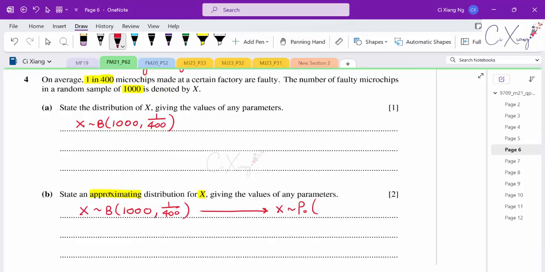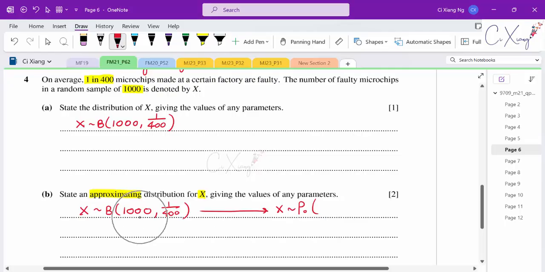So how can I get the lambda in Poisson? The lambda, the parameter in Poisson, is basically the mean. So how can I get the mean from binomial? To get the mean from binomial, it will be n times p. So I take 1000 multiplied by 1 over 400 and I get the mean, which is 2.5. From here you should know that binomial can be changed into Poisson distribution. To get the lambda or the mean, you can just take n times p, because from the formula of binomial, the mean is n times p.